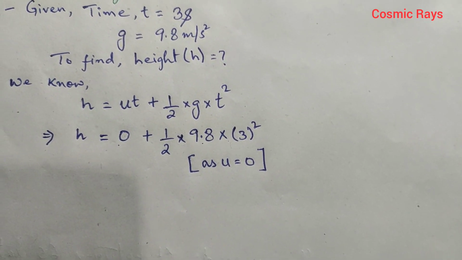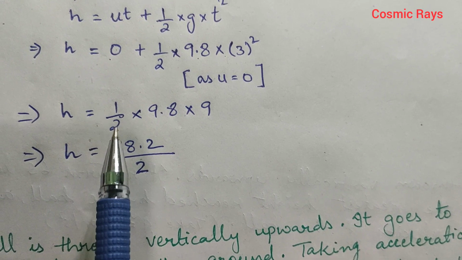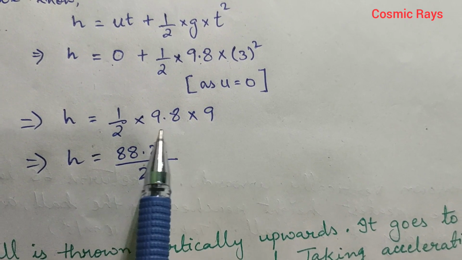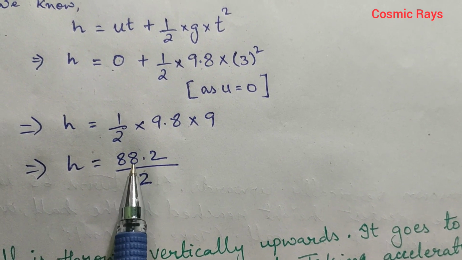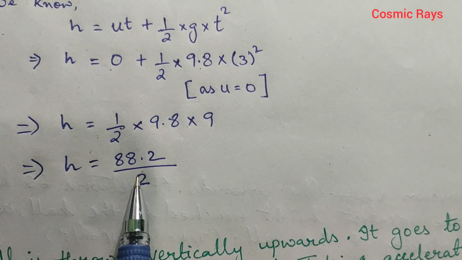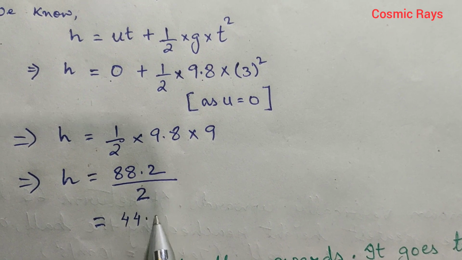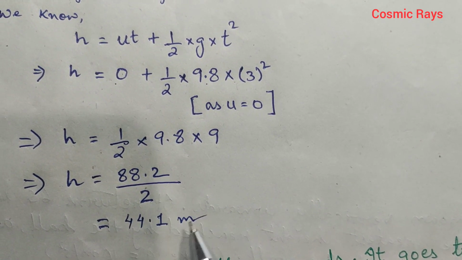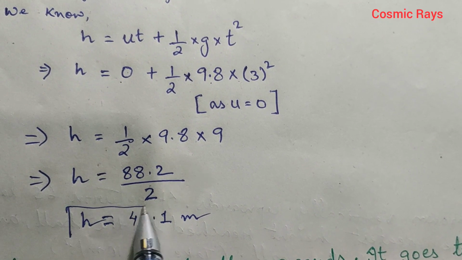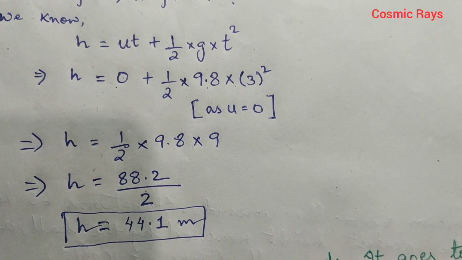So when we calculate we get h is equal to half 9.8 multiplied by 9. When we multiply we find it to be equal to 82.2 upon 2. This will be 44.1 meter. So the height is 44.1 meter.